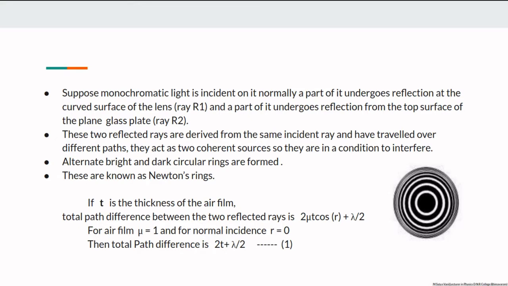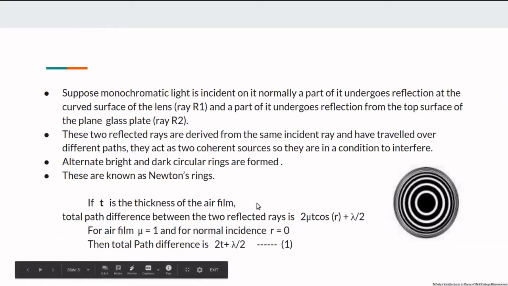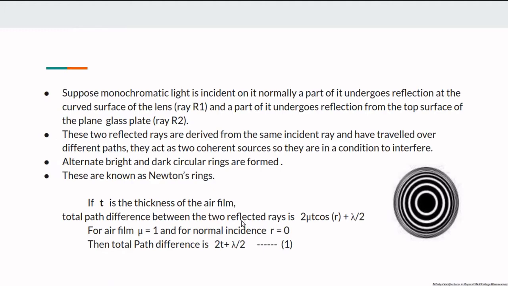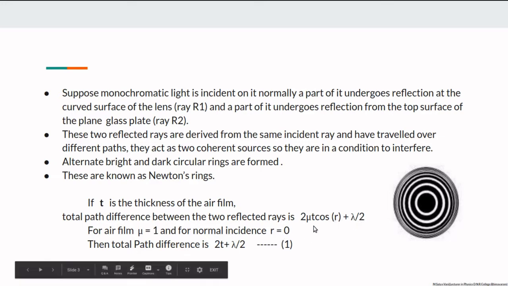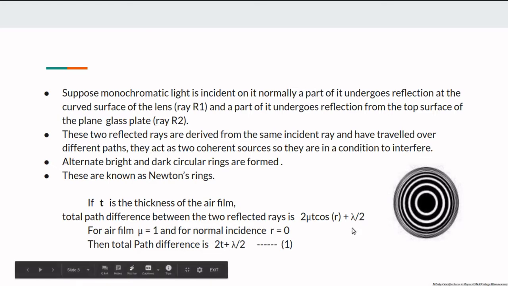For example, if this is the thickness at one point, then we know that in the theory of thin films, in the reflected system, the path difference is 2 mu t cos r plus lambda by 2. Mu is the refractive index of the thin film and t is the thickness of the thin film. r is the angle of refraction and this lambda by 2 is due to Stokes' principle of reversibility, which is, when the reflection takes place backed by a denser medium, there is an extra path difference of lambda by 2.